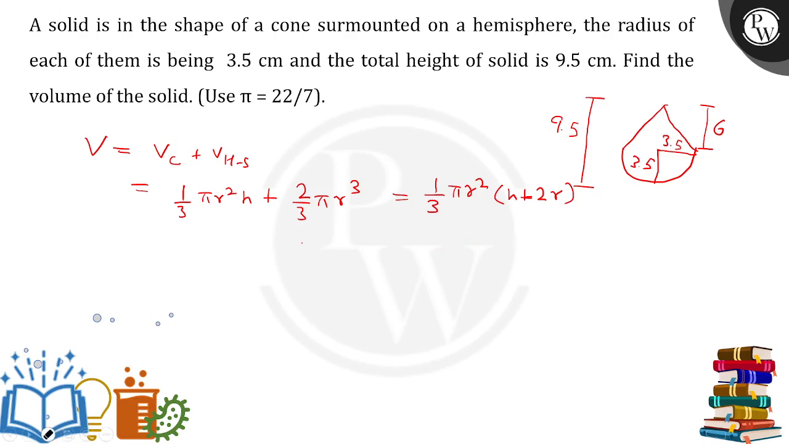So now putting in the values, we have 1 by 3 into 22 by 7 into r square, that is 3.5 into 3.5, and we have h, h being 6, plus 2 r. Now 6 plus 3.5 into 2, that is 7. 6 plus 7 is 13.